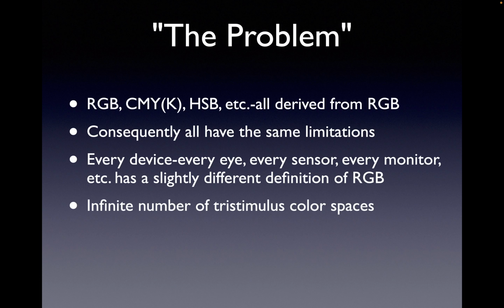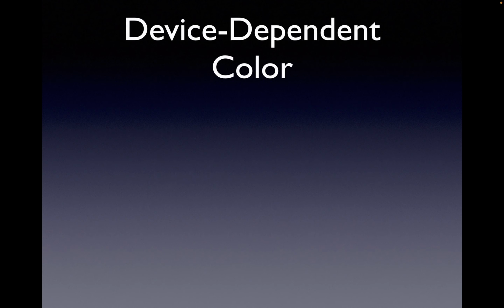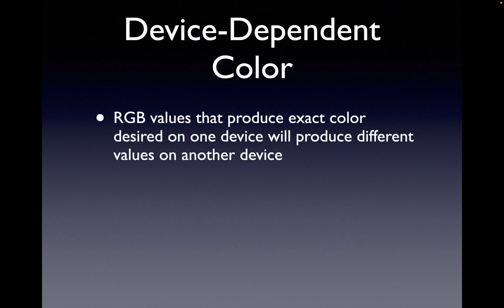So there was a group of people who got together in the 1930s. Anyway, there's an infinite number of these trisimultaneous color spaces. Again, think about how many billions of people live on the earth; every one of those eyeballs independently is looking at color slightly differently. The number of monitors, cameras, printers, whatever, just goes on and on. Infinite number in here. It's relatively easy to convert from one to another, but you need a base. You need what we call a standard base to actually work from. So RGB values that produce the exact color that you desire on one device will produce something different on another device, and that's the problem.